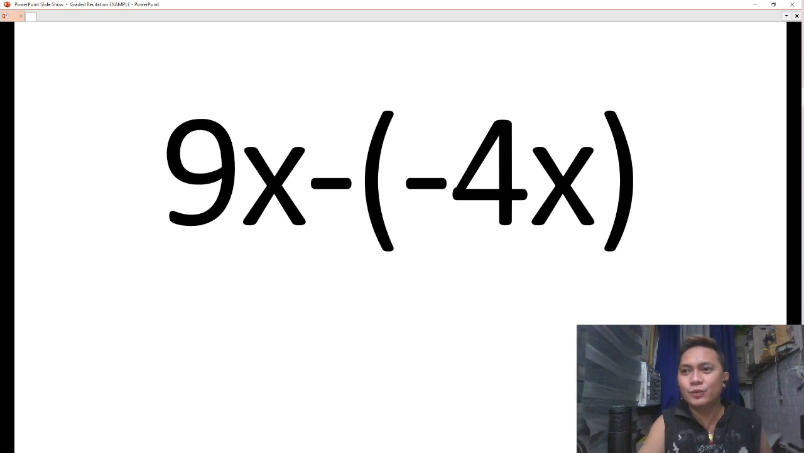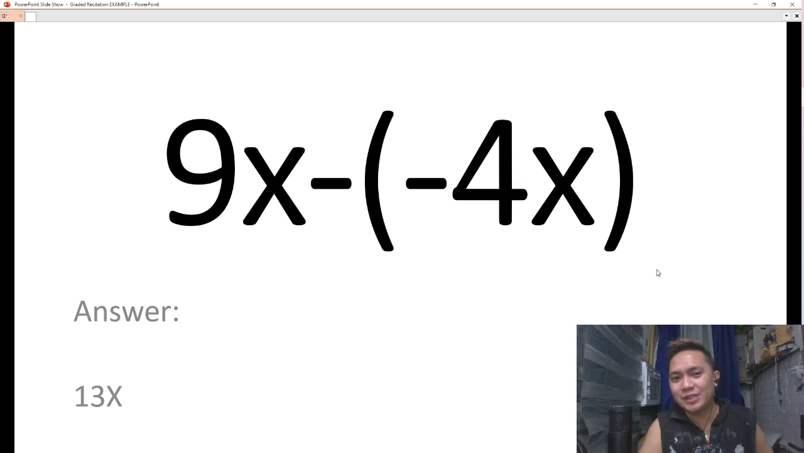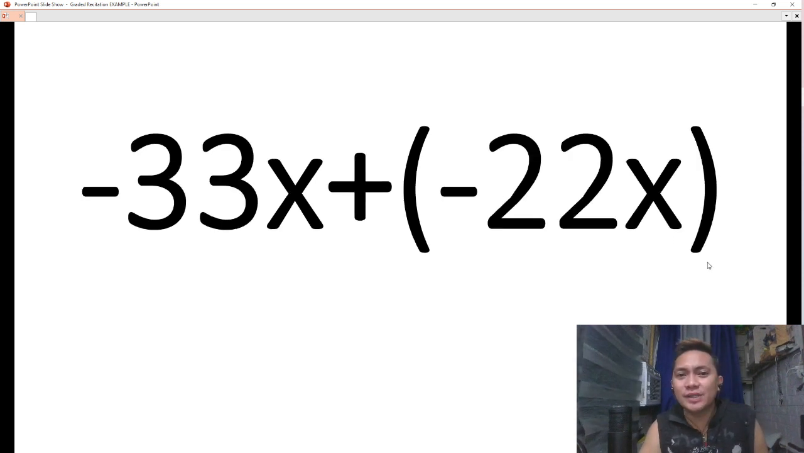Three, 2, 1. Okay, so the answer is 13x. Positive 13x, because we have negative, nagtabi, it will become positive. So, bakit nga ba may mga parentheses pa tayong ginagamit? Because in some equations, we need to simplify first on the parentheses before we proceed to the addition or subtraction. Okay, next. Next question is negative 33x plus negative 22x.